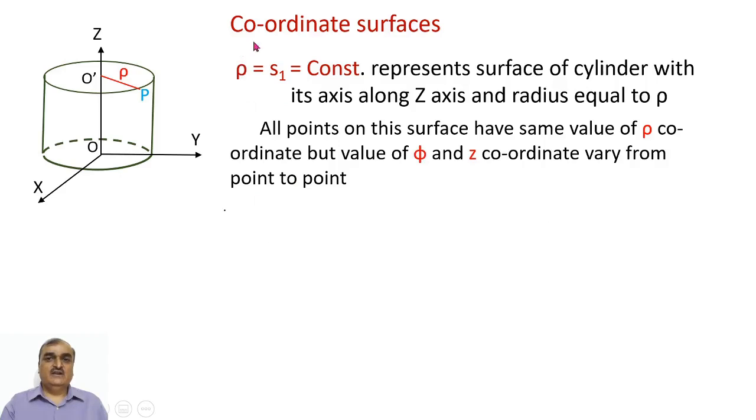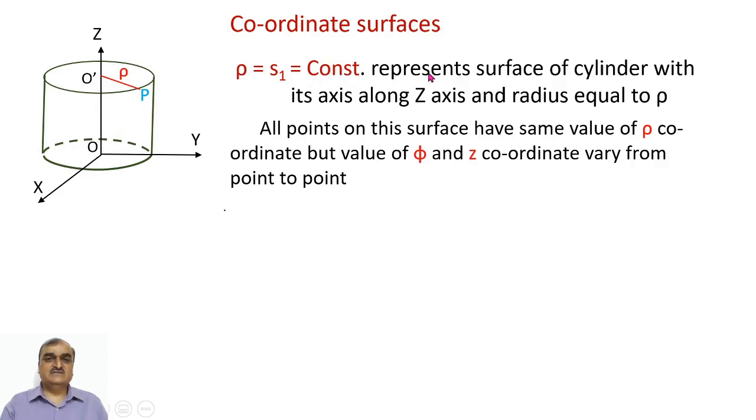Then the next topic, coordinate surfaces. We have already seen the definition of a coordinate surface. If one out of three coordinates is held constant and two coordinates are allowed to vary, then we get the coordinate surfaces. In cylindrical coordinates, the first surface is the rho constant surface. It is a rho constant surface if the rho coordinate is held constant and phi and z are allowed to vary. Then we get the surface of a cylinder.